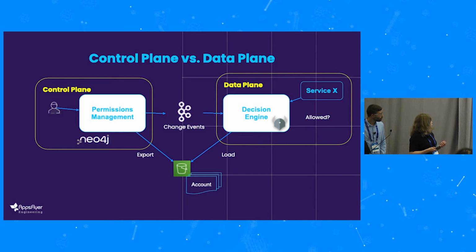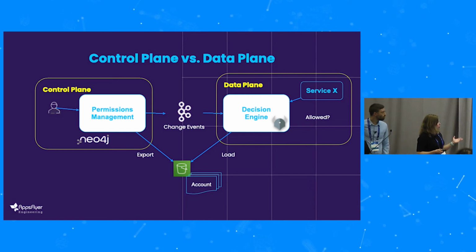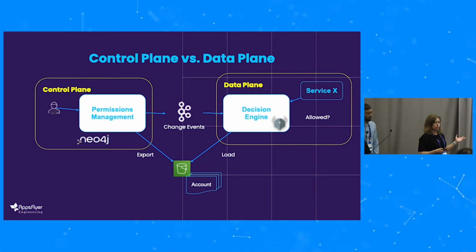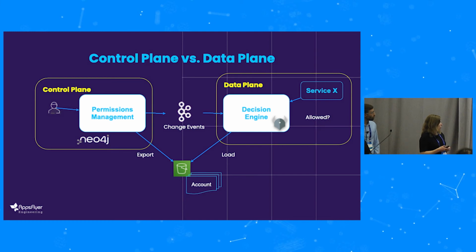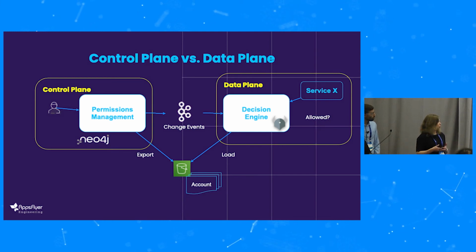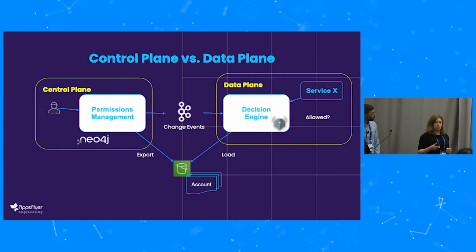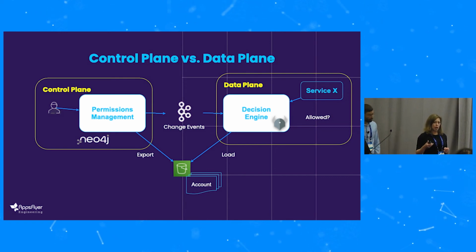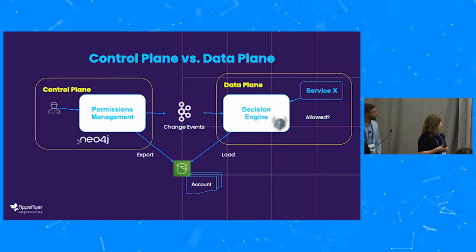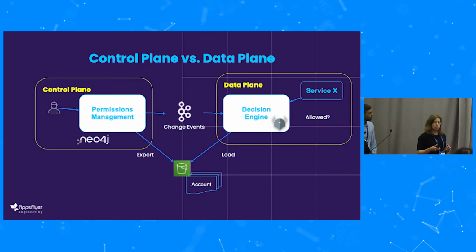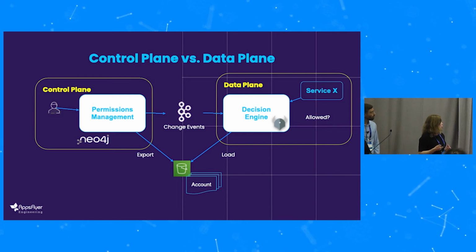Now, how is it connected together? The permission management, which is the source of truth, exports the definition of the permissions to S3 storage, and then the decision engine can load the up-to-date definition and use it at runtime when making decisions.